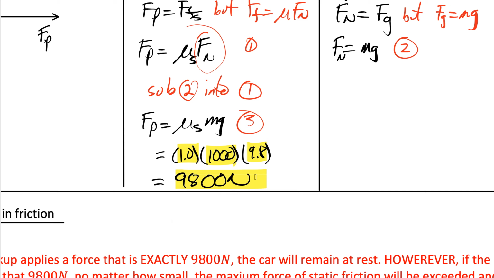But if the pickup truck applies just a fraction of a newton greater than this amount, immediately static friction breaks and kinetic friction takes over. And when I'm talking about a marginal amount, I'm talking about 9,800.000000001. Anything past this amount, static friction breaks and we drop down to the kinetic friction, and then the whole system dynamics changes in an instant.